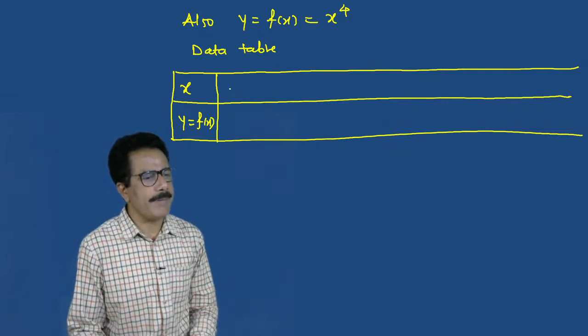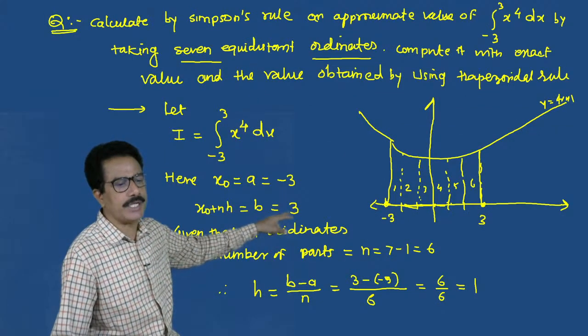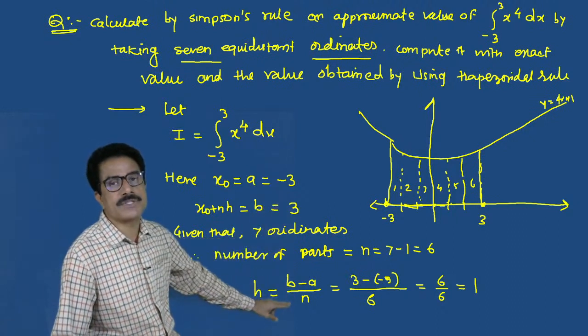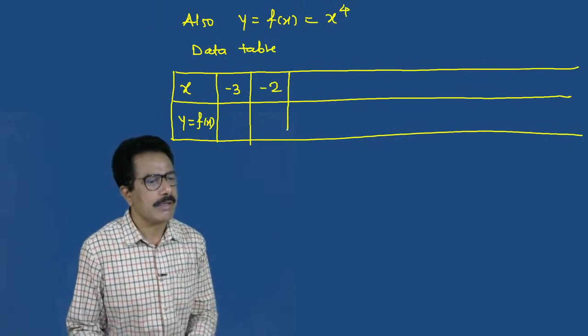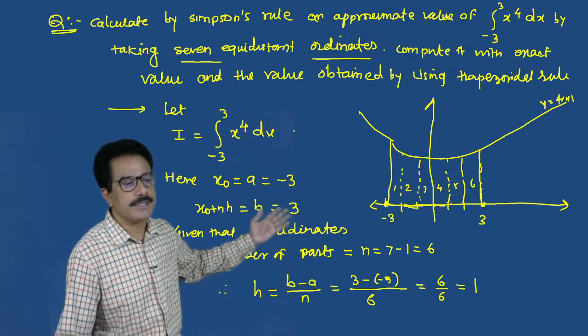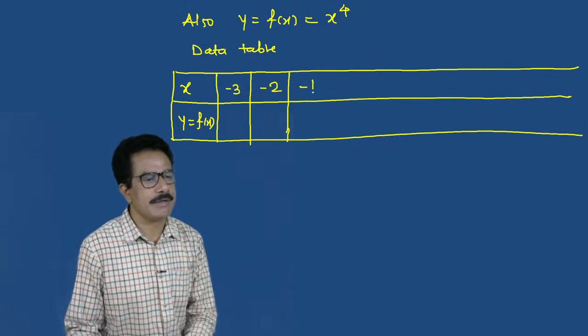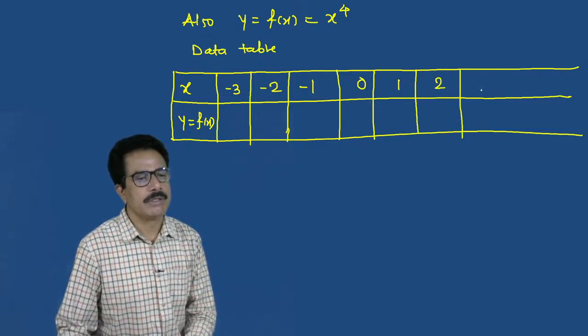First value कुठली आहे पहा, -3. First a is -3, x0 is -3. x0 plus h means -3 plus 1 means -2. Again x0 plus 2h means -3 plus 2 means -1. Then 0, then 1, then 2, then 3.